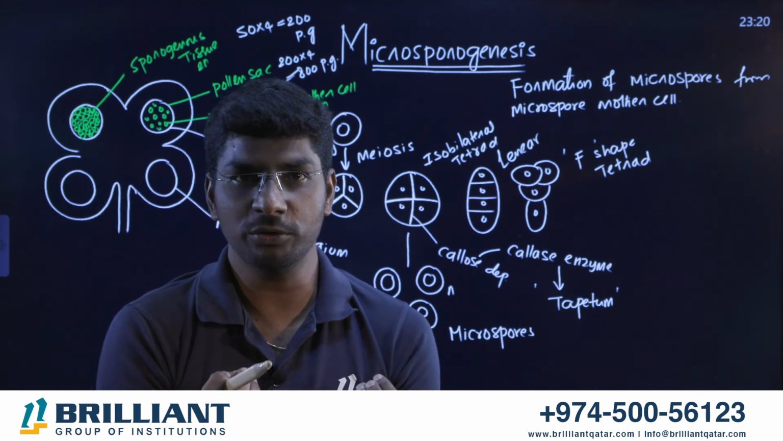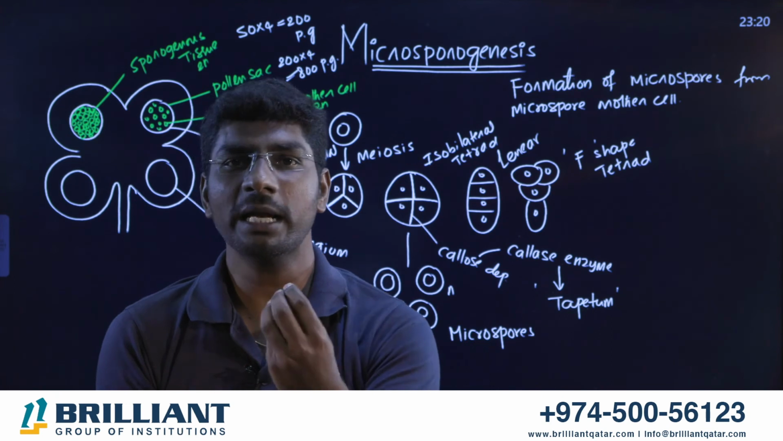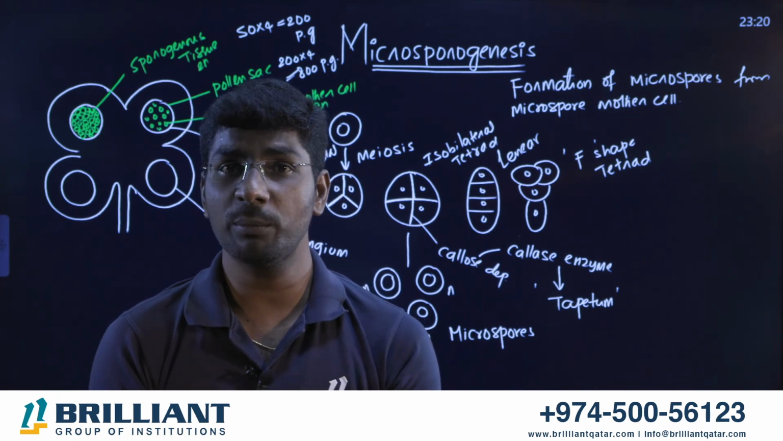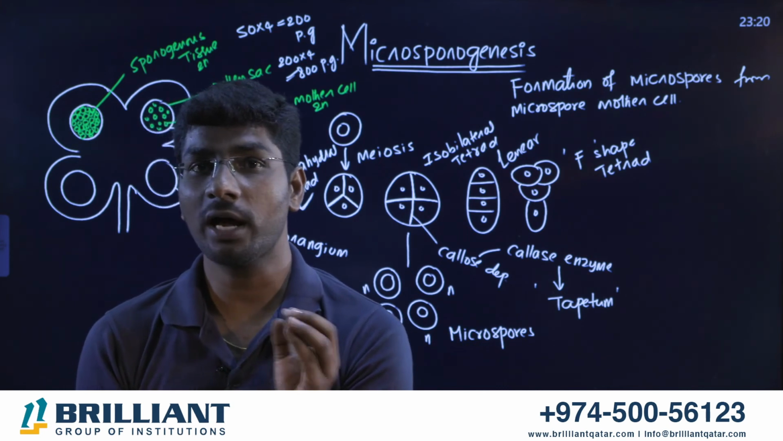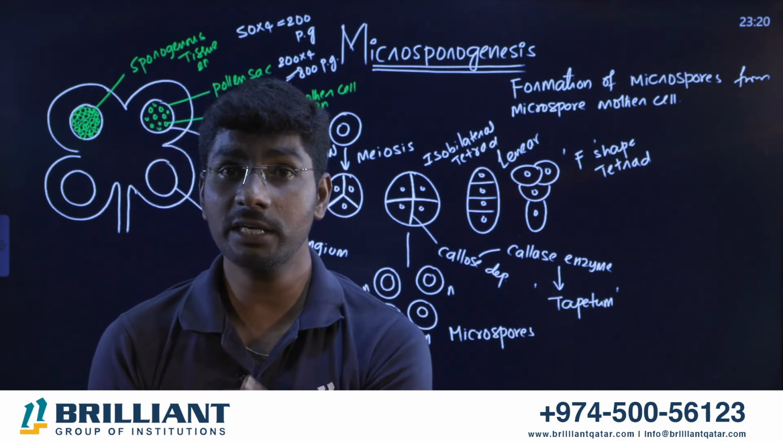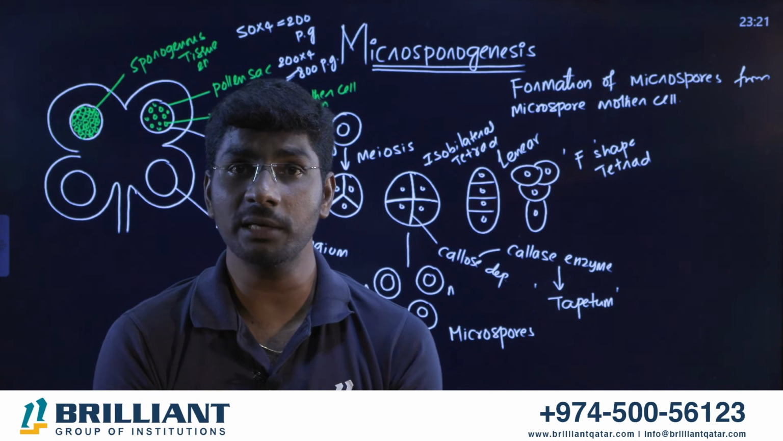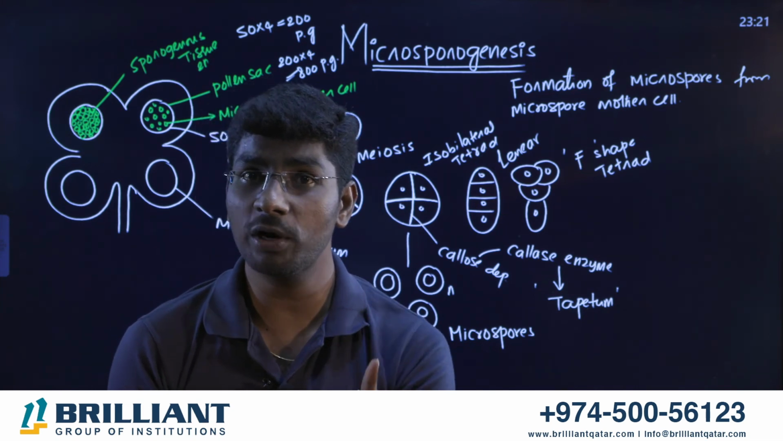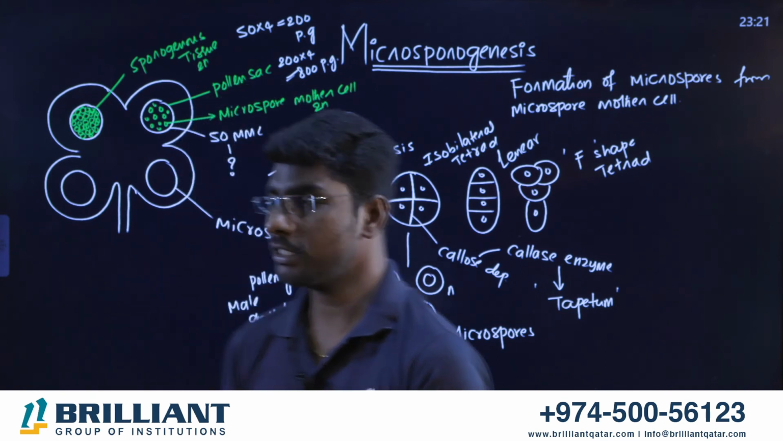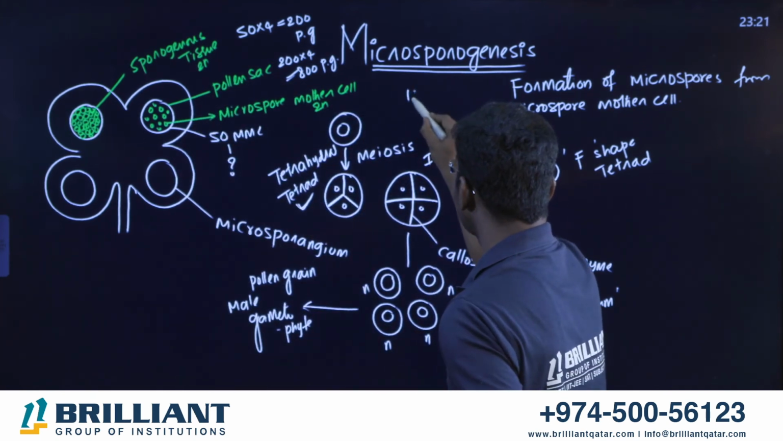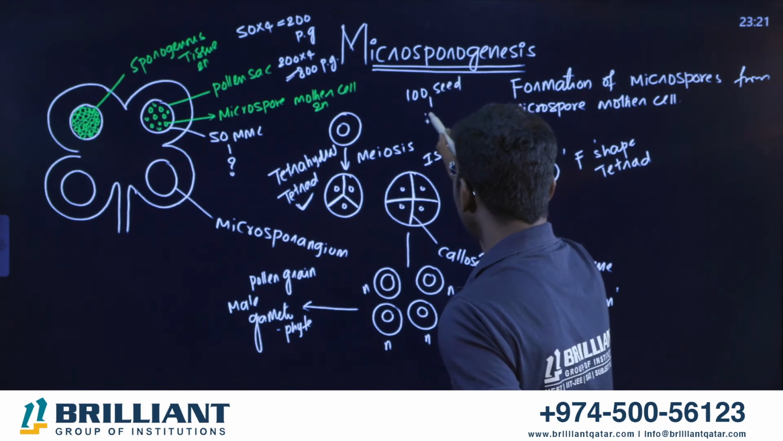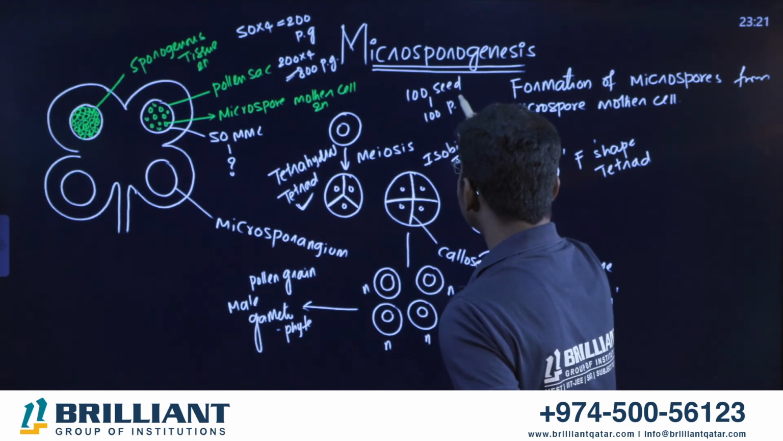Okay, before we end this session, let me ask one small question. How many pollen grains are required for the formation of 100 seeds or 100 zygotes? 100 zygotes or 100 seeds is nothing but 100 fertilizations. For each fertilization, one pollen grain is required. So look at here. For 100 seed formation, we need 100 pollen grains.